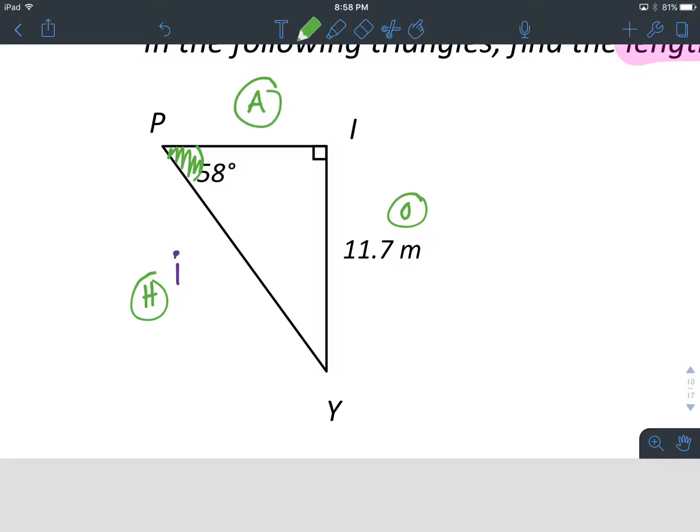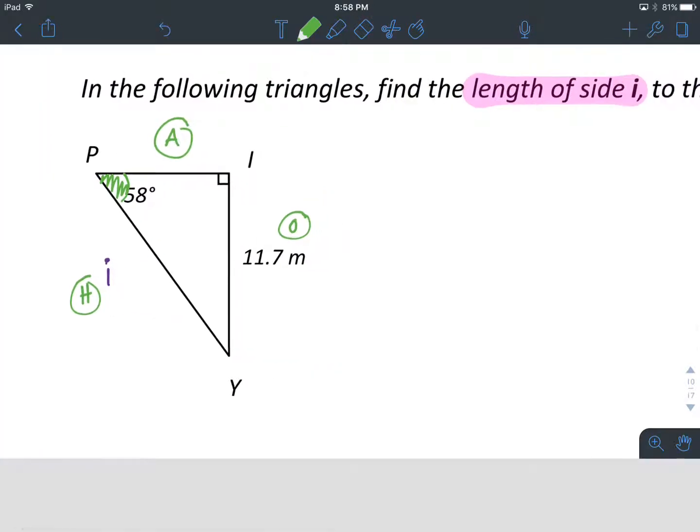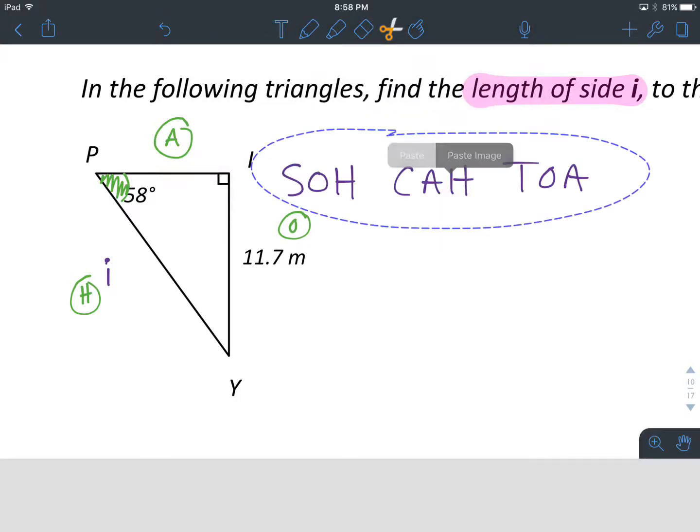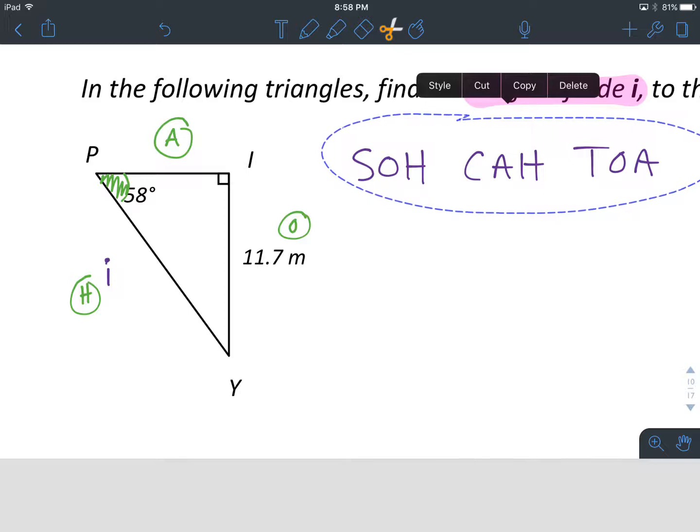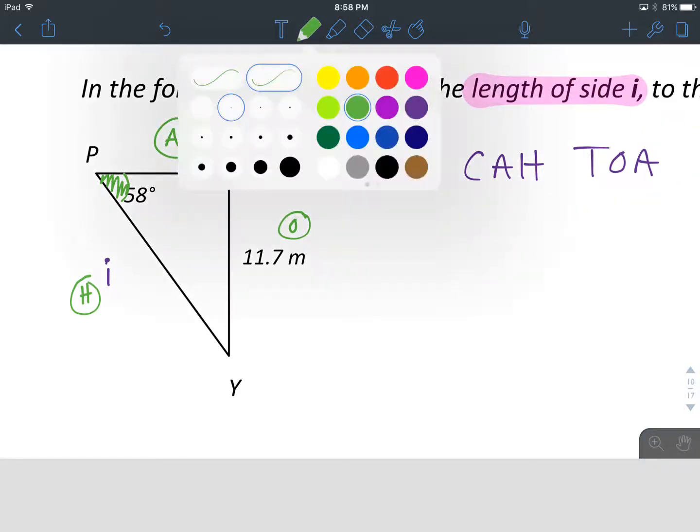Now from here, I'm going to set up my SOHCAHTOA again. I'm just cutting and pasting it. You guys got to write it. This is just me being lazy. So let's paste it in, and let's start by figuring out what it is that we have.